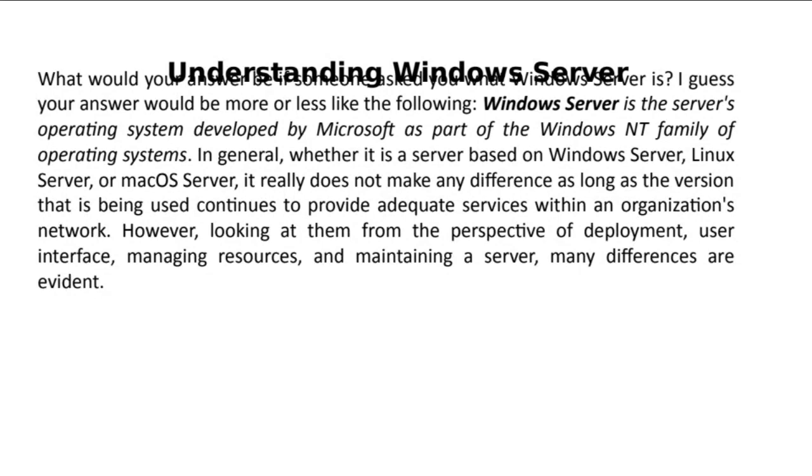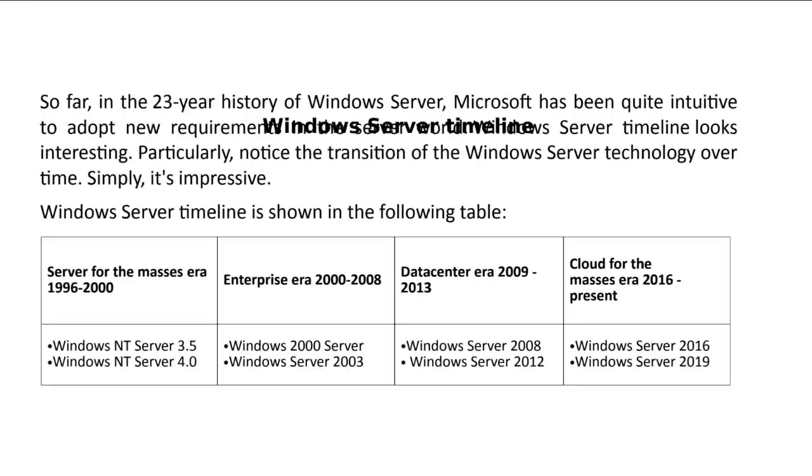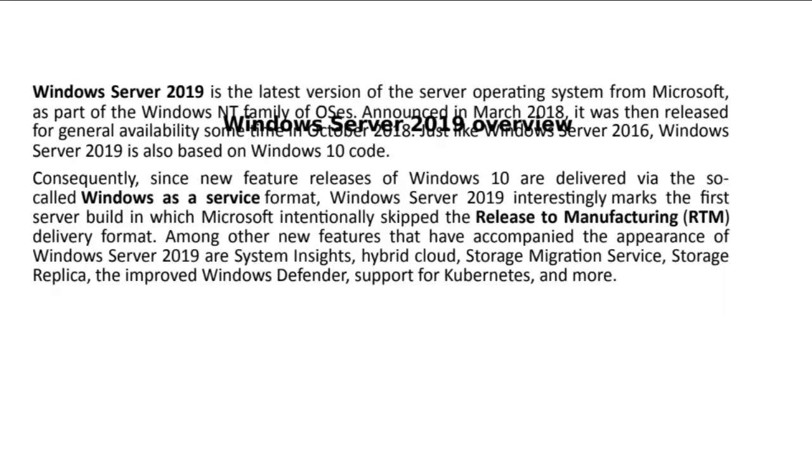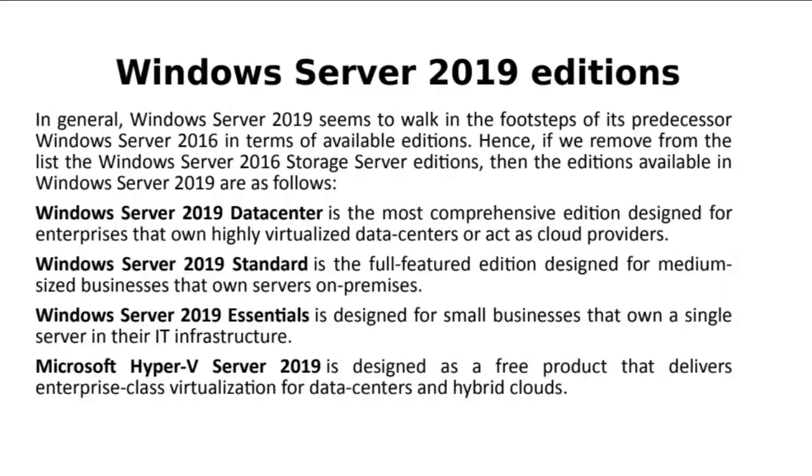Then we have the 2019 Standard. It has full features like Data Center, but it is designed for medium-sized businesses that have their server hardware on their premises. I have my server in my company, so I can use the Windows Server 2019 Standard. Then we have Windows Server 2019 Essentials. It is designed for small businesses that own a single server in their IT infrastructure, only one server.